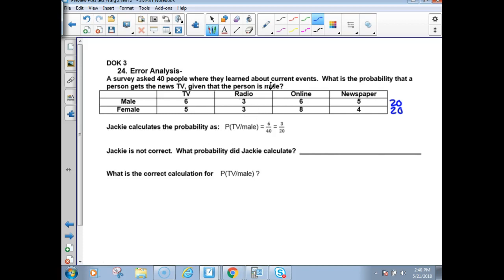All right, so the probability that the person gets the news from TV, given that the person is a male, would be 6 out of 20. Well, this person did 6 out of 40 and then reduced. She calculated the probability of a male and TV out of all. What is the correct calculation? Well, that's what we did up here. The probability of TV given that you're a male would be 6 out of 20, which is 3 in 10.